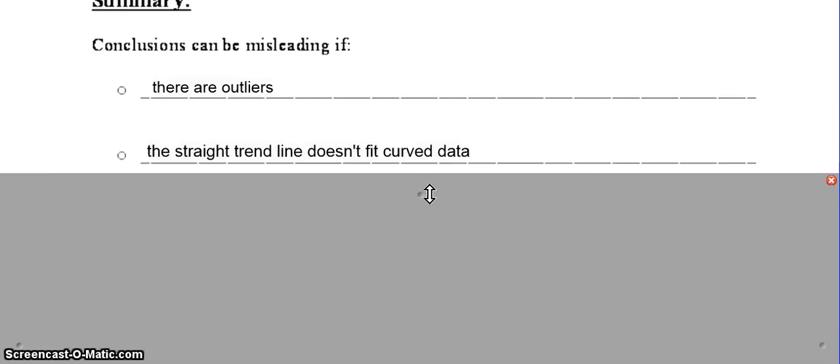Also, you may find examples where a straight trend line doesn't fit curved data. So in this course, you're only responsible for knowing how to make a line of best fit, but in reality, some data curve. So a curve of best fit might be more appropriate.